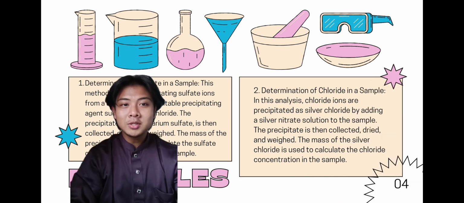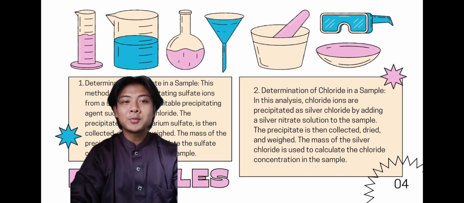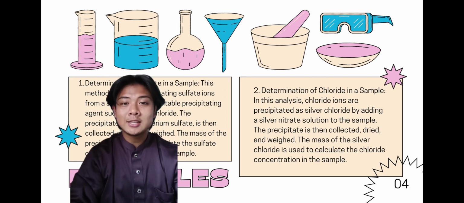And example number 2 is determination of chloride in a sample. In this analysis, chloride ions are precipitated as silver chloride by adding a silver nitrate solution to the sample. The precipitate is then collected, dried and weighed. The mass of the silver chloride is used to calculate the chloride concentration in the sample.